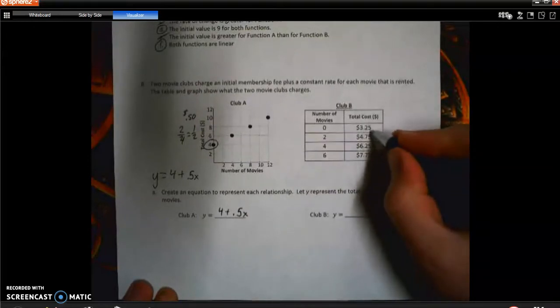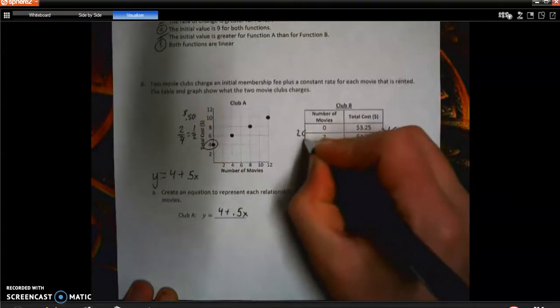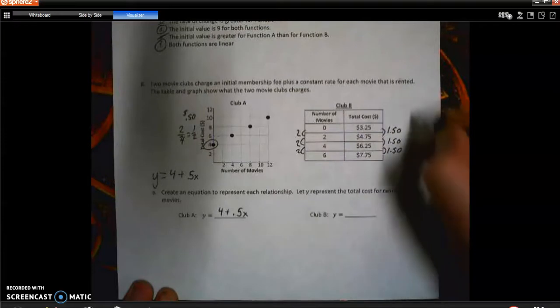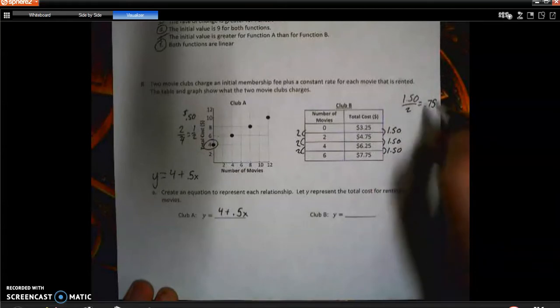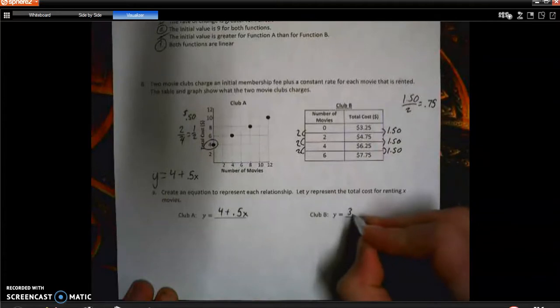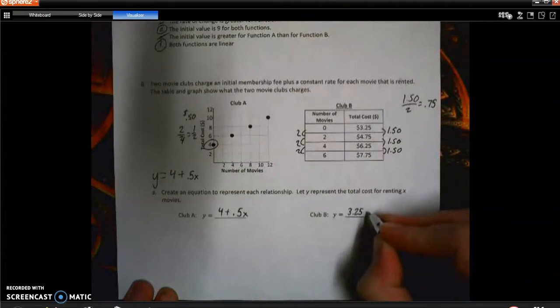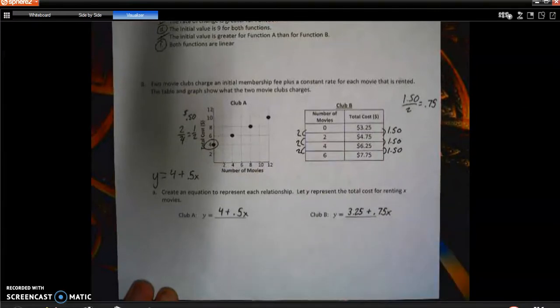All right, $3.25 to $4.75, that's a $1.50 increase. $4.75 to $6.25, that's a $1.50 increase. So we're increasing by $1.50 for every, looks like, 2 movies. Well, $1.50 divided by 2 is the same as 75 cents. All right, so there's my rate of change. So you have to pay $3.25, and then you have to add to it 75 cents per movie. So there's your equation right there.